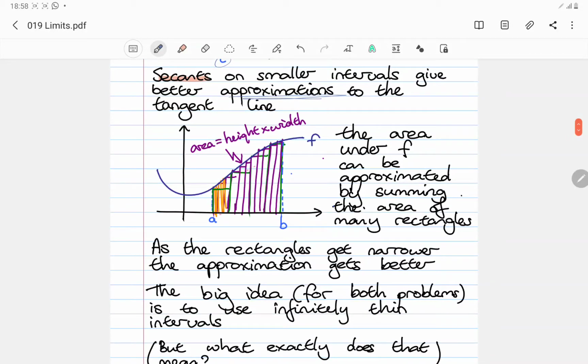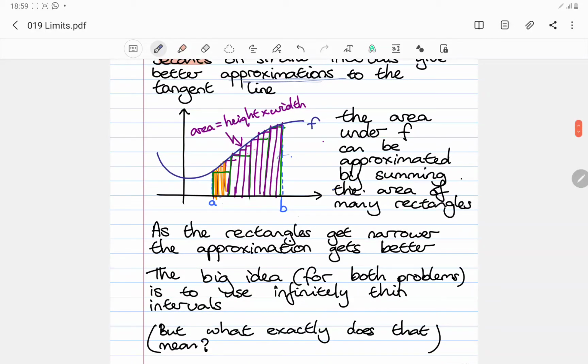Or if you want to calculate the area, then you can draw as many small rectangles and fit them in between these 2 points, between a and b on our x-axis. And if you calculate the sum of the area by summing the areas of many rectangles, you're going to find an approximation. And the smaller the width you make the rectangles, the better our approximation of calculating the area.